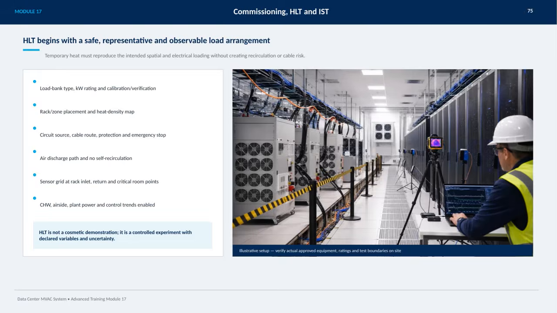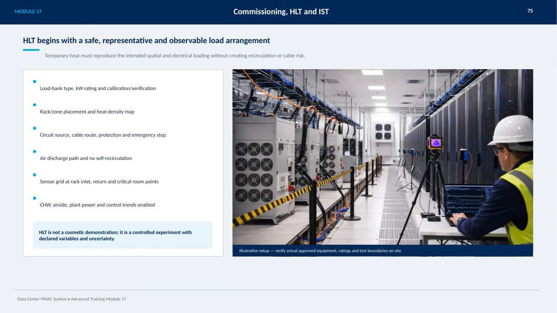HLT begins with a safe, representative, and observable load arrangement, which is crucial for accurate testing. Temporary heat must closely mimic the intended spatial and electrical loading without causing recirculation or posing any cable risk. We carefully select the load bank type, its kW rating, and ensure proper calibration and verification. Placement of racks or zones follows a heat density map to maintain realistic conditions. Attention to circuit source, cable routing, protection, and emergency stops is essential for safety and reliability.